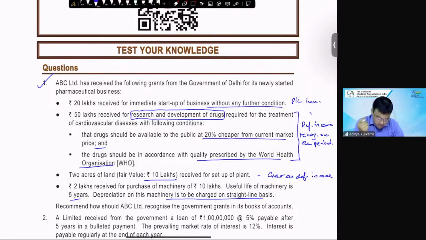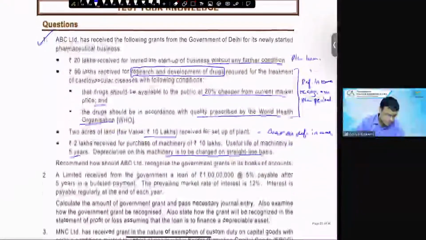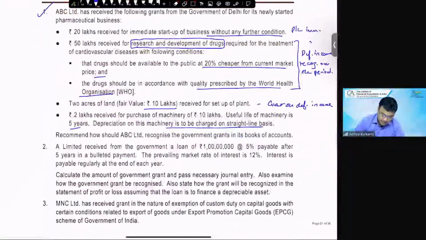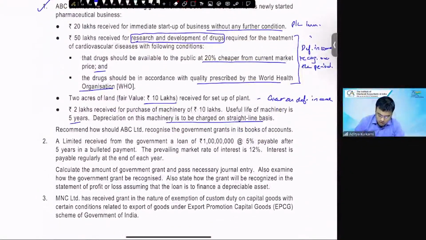Okay. So question number 1 is done. Question 2. A Limited received from the government a loan of 1 crore at 5% payable after 5 years in bullet payment. Prevailing market rate of interest is 12%. Interest payable regularly at the end of each year. Can you do this? I don't even have to explain. Calculate amount of government grant. That will be the balancing figure.